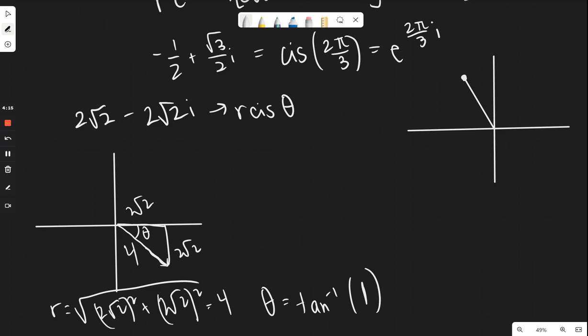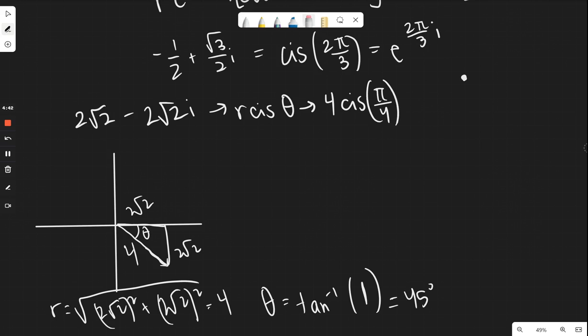So we have that r cis theta is 4 cis 45 degrees, or we can write it as cosine 45 plus i sine 45. But I'm just going to write this as 4 cis 45 degrees, or we can write it as pi over 4. Now this can be represented as 4e to the pi over 4 i.